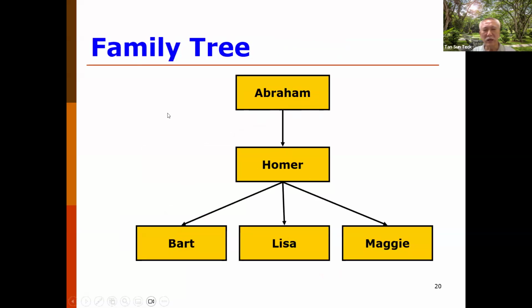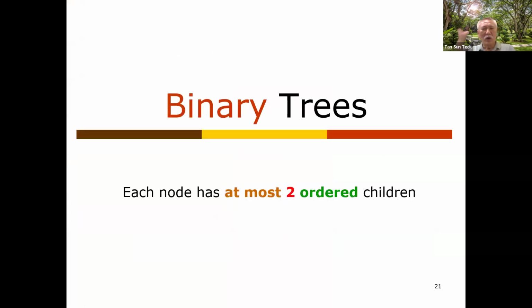Family tree. I don't know whether you recognize which family this is. The Simpson family. But then the question is, all these seem to be fathers. Where are the mothers? For example, Abraham is a father, but who is the mother of Homer, and so on. So sometimes you might not be able to really represent the exact structures that you want to represent in real life.